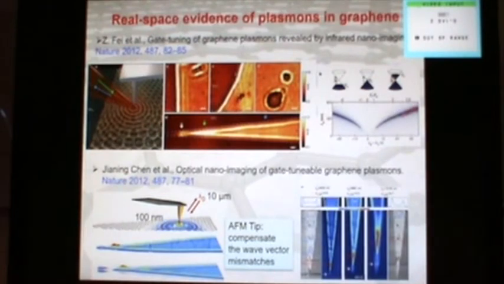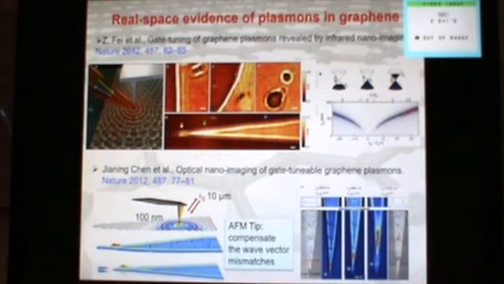Here are a few important signatures for surface plasmons in graphene. The first one is fringes. If you look at the edge, you can see these fringes. That's because of the excitation of surface plasmons. Another evidence is the hotspot here. Basically, this tapered structure is just like a cavity. So if you put your AFM tip here, basically you can launch surface plasmons because the AFM tip will compensate the difference between the momentum of the incident light and the surface plasmons in graphene.